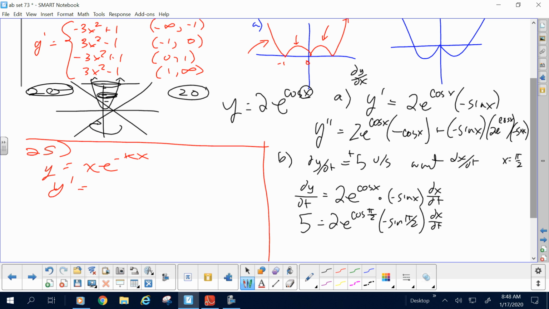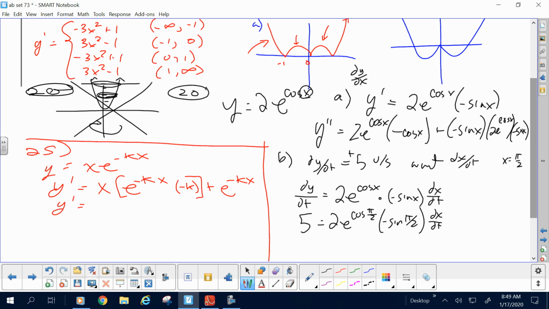So product rule: first stays the same. Derivative of the second, what's the derivative of e to the negative kx? E to the negative kx times negative k, plus second stays the same, derivative of the first. In terms of where we're headed, would it be beneficial to clean this up a little bit? Probably, if you're going to find the second derivative, especially in the zeros, it's better to clean it up.